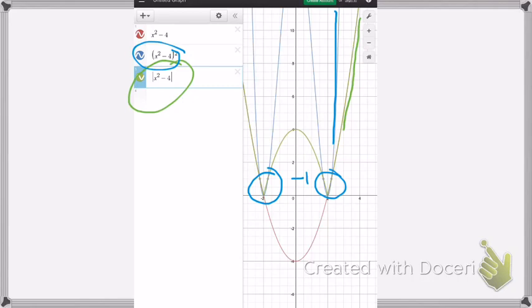And maybe you could think about sine x, that was really weird, squared. You might like to think about that as well.